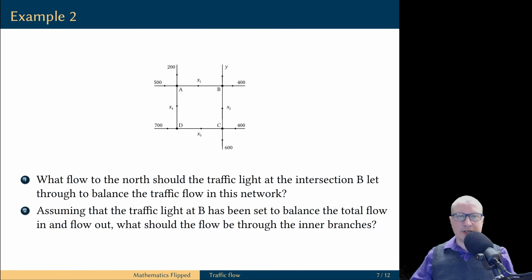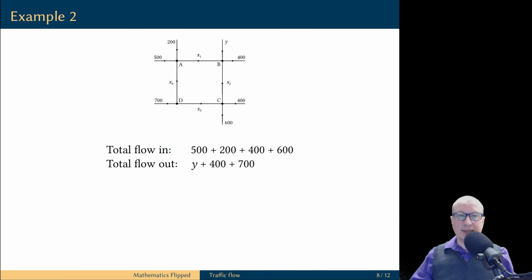Let's look at another example of a network. In this case, we need to figure out how to set up a traffic light at node B to balance the total flow in the network. And then we need to figure out what are the possible flows on the inner branches. First, let's balance the total flow in and flow out for the network. The traffic flows into the network through 4 branches, and it flows out of the network through 3 branches.